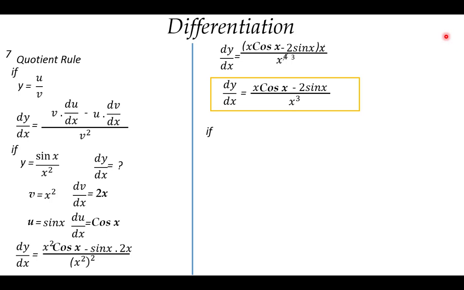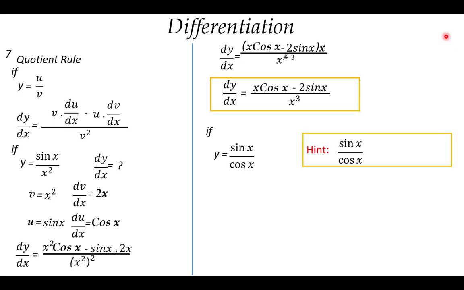If we have y is equal to sin x over cos x, let's take a little hint here. Sin x over cos x is equal to tan x. That's based on the law of trigonometry. Sin x over cos x is equal to tan x. So what is dy/dx?